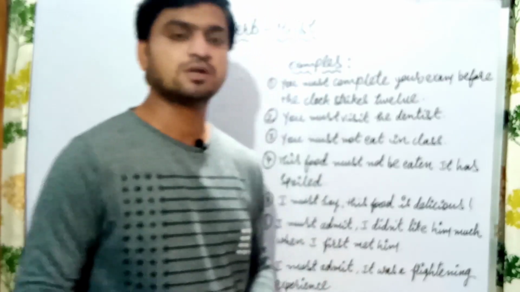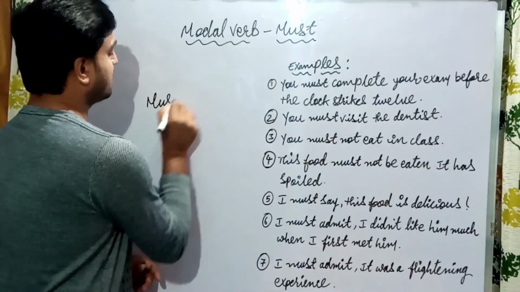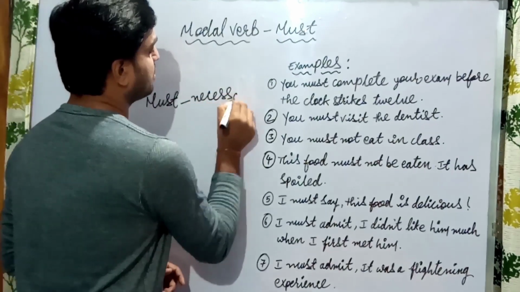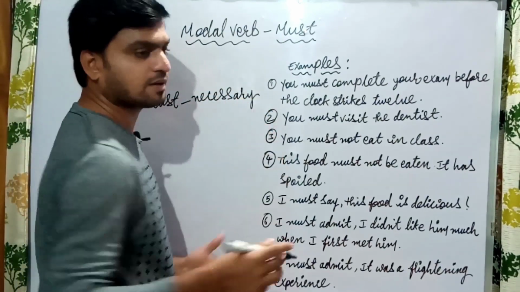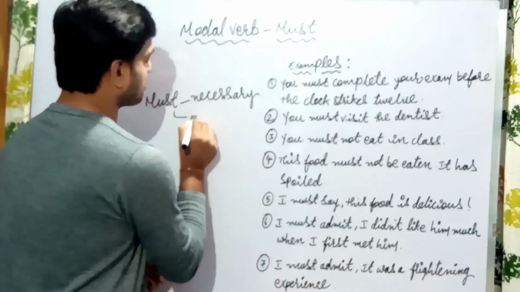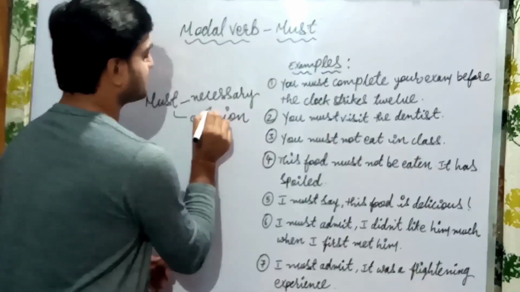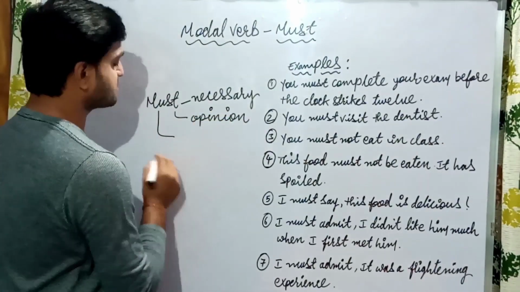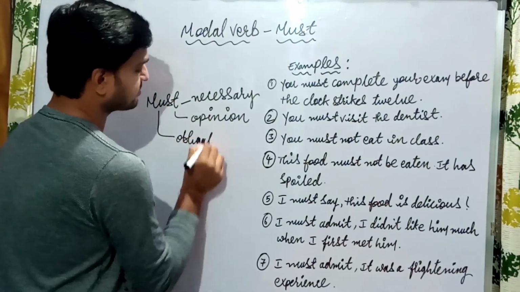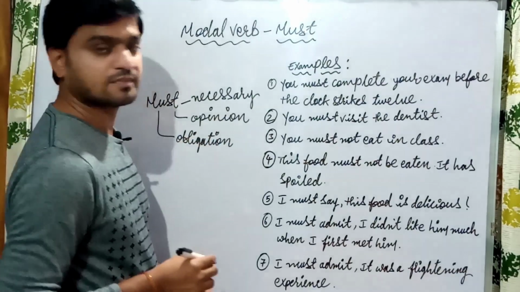So let us go through the different usages of must. First of all, must is used as necessary. As you all know, must means compulsory. Apart from that, must is also used as opinion. Must is used as obligation.